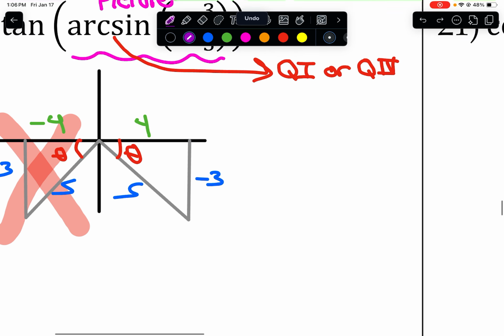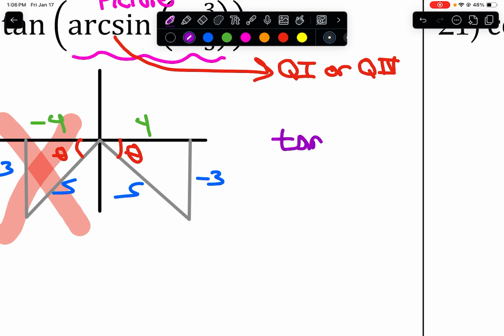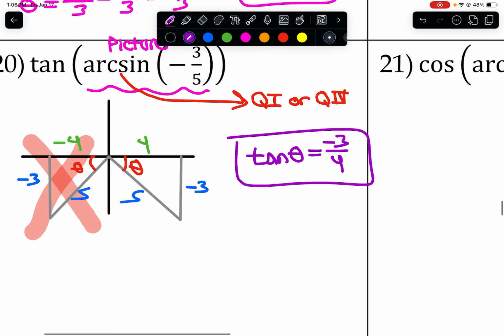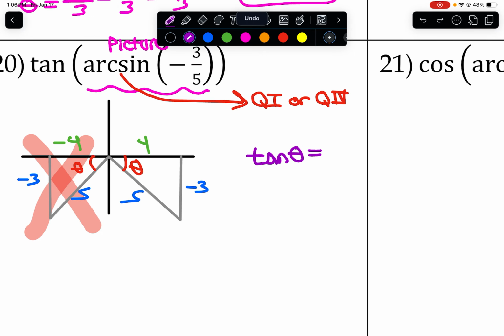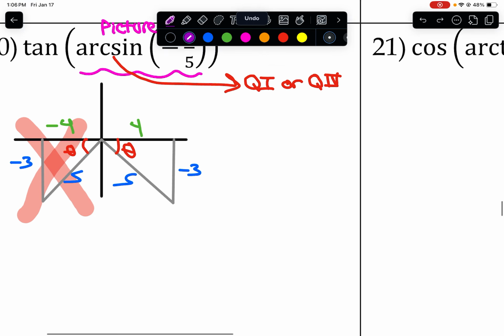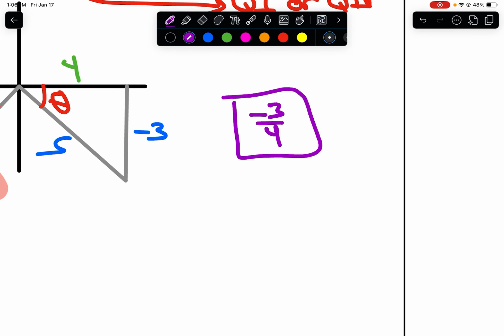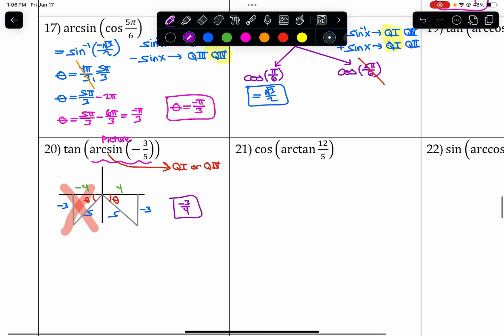So now we're just going to do tangent of theta, which, think of SOHCAHTOA, is going to be your opposite over your adjacent. So that's going to be negative 3 over 4. Okay, so rather, you would just need the 3 over 4, or the negative 3 over 4.